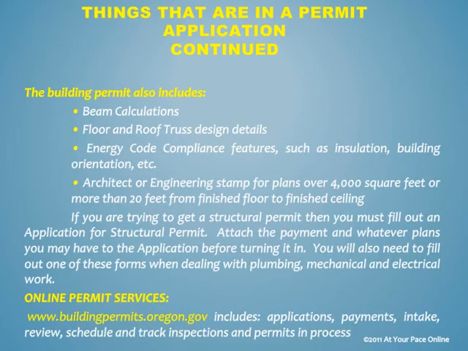Things that are in a permit application continued. The building permit also includes beam calculations, floor and roof truss design details, energy code compliance features such as insulation, building orientation, etc. Architect or engineering stamp for plans over 4,000 square feet or more than 20 feet from finished floor to finished ceiling. If you are trying to get a structural permit, then you must fill out an application for structural permit. Attach the payment and whatever plans you may have to the application before turning it in.